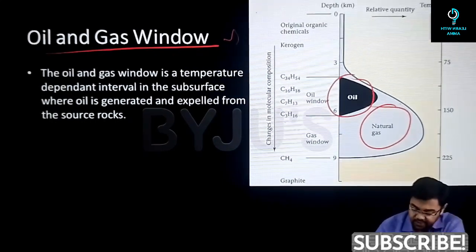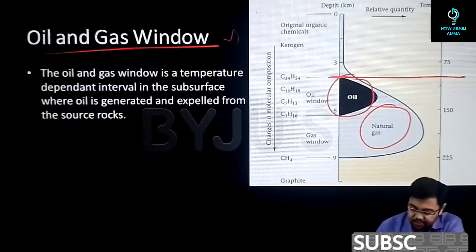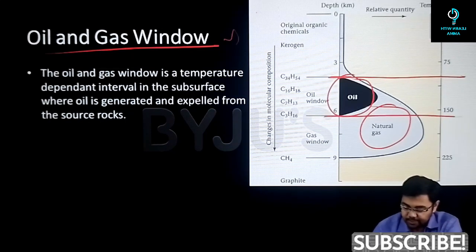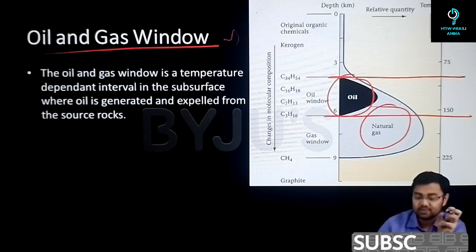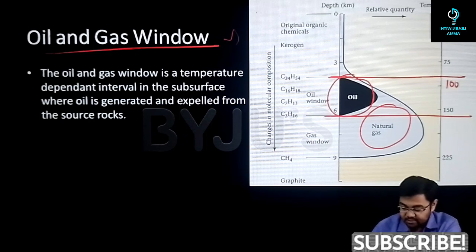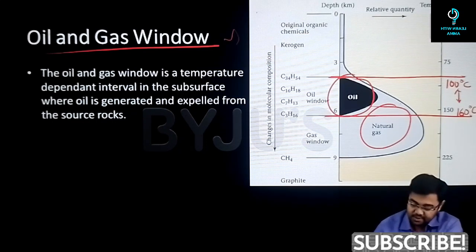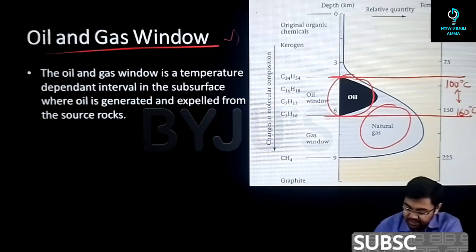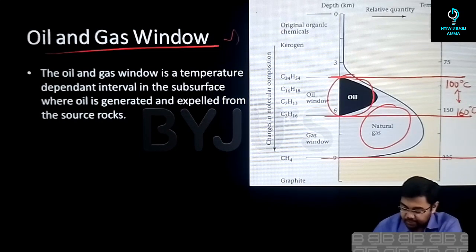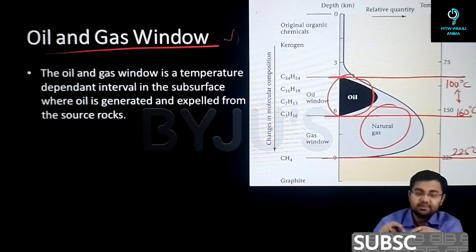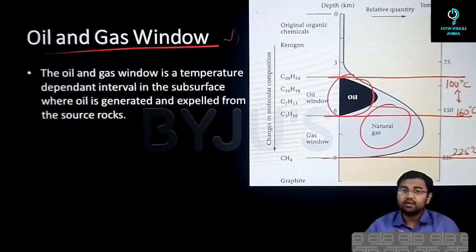So if you look at this, starting from a depth of approximately 4 kilometers up to 6 kilometers, under a temperature between 100 degrees Celsius up to probably 160-170 degrees Celsius, is where you have oil presence. In the same manner, starting from the same point going up to 9 kilometers and up to 225 degrees Celsius, you find natural gas. So that's why you see that in the oil and gas window, they coexist.